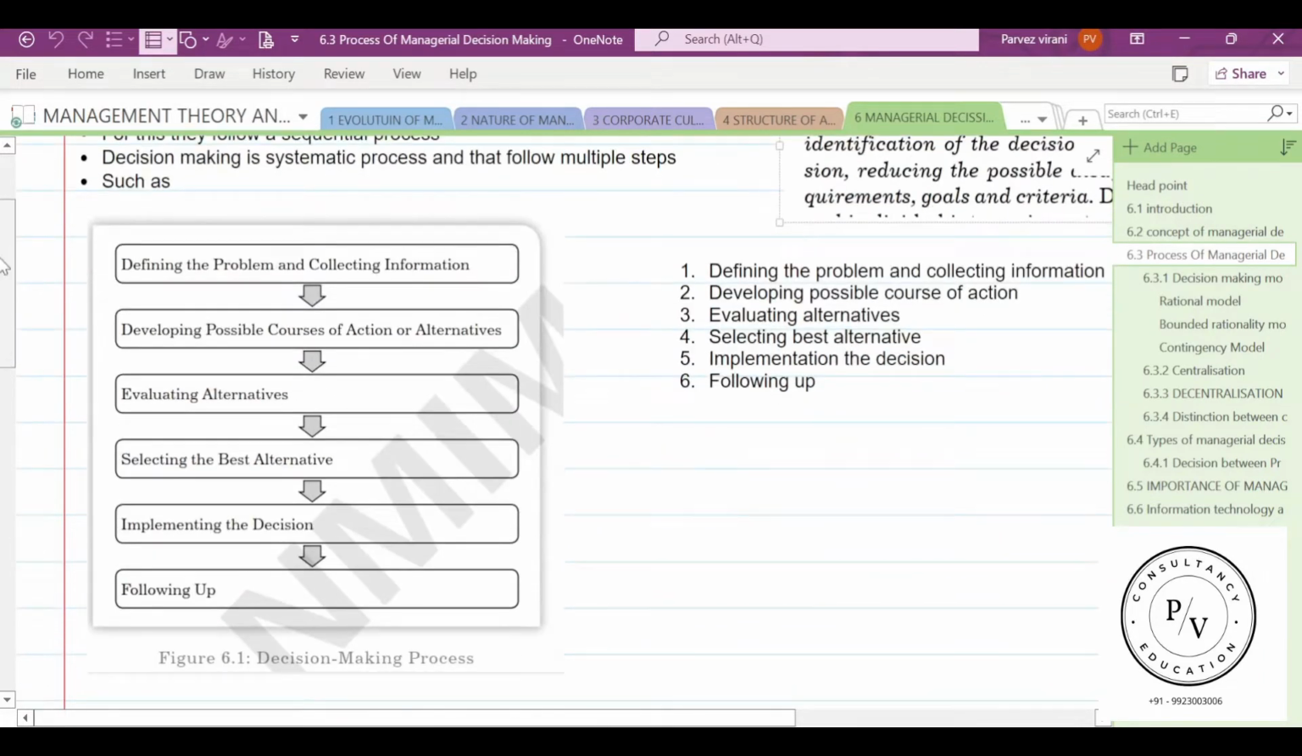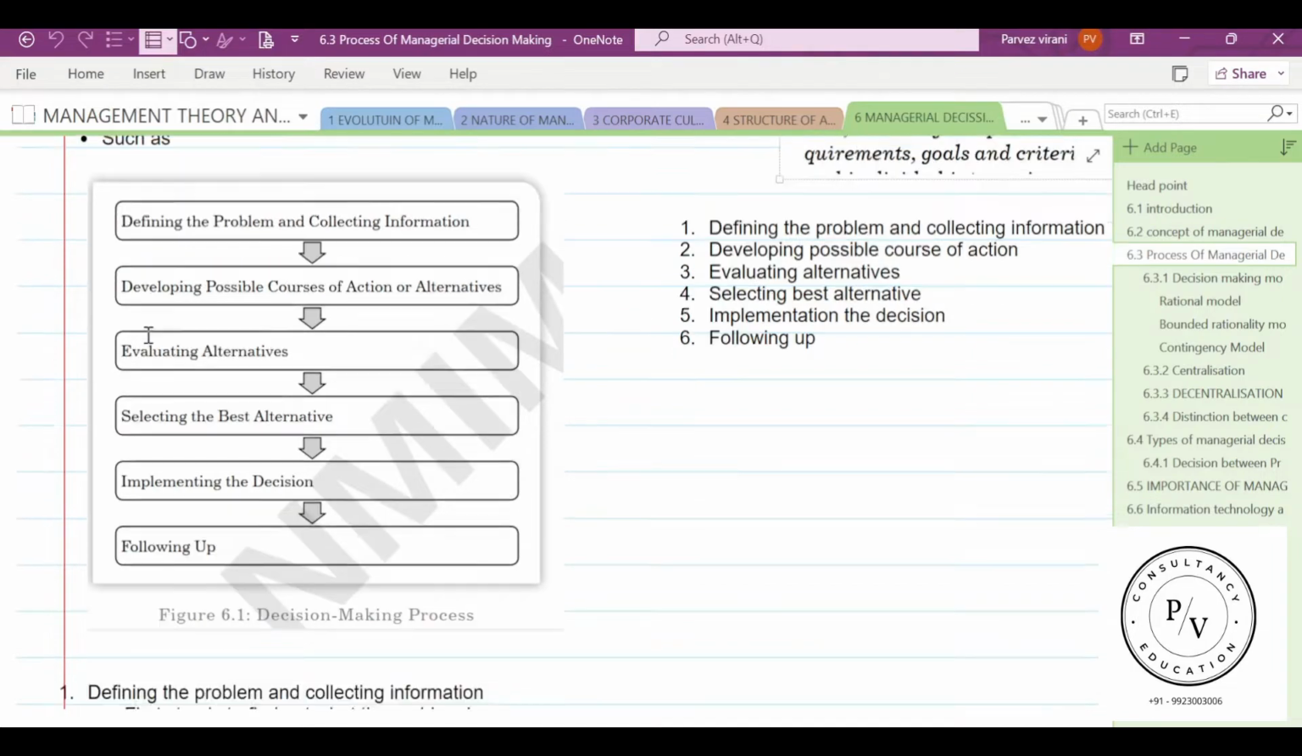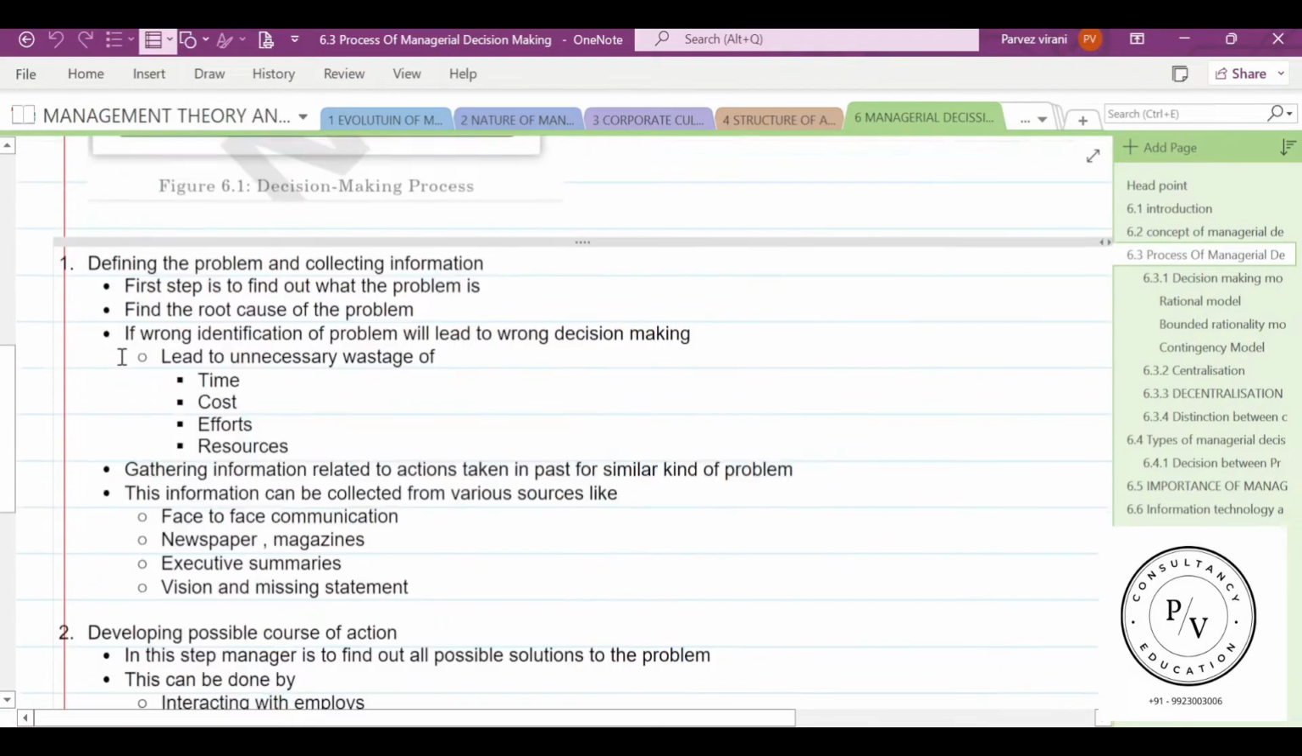First is defining the problem and collecting information. Second is developing possible courses of action or alternatives. Third, evaluating alternatives. Fourth, selecting the best alternative. Fifth is implementing the decision, and the sixth one is follow up. Defining problem, developing possible courses of action, evaluating alternatives, selecting best alternative, implementation of decision, and following up. Now we have to see each in detail.